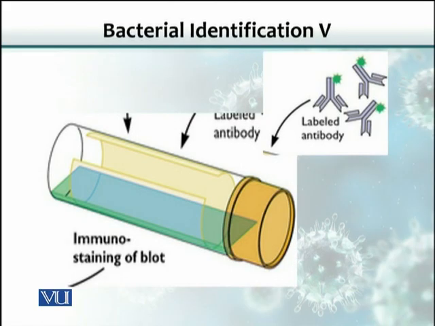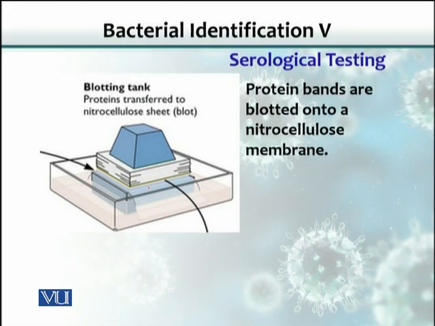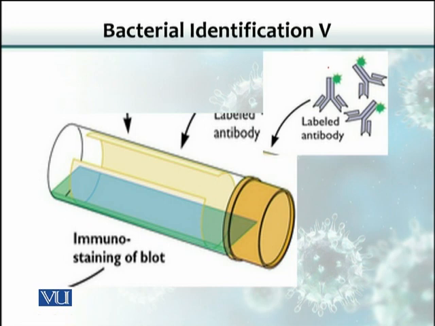For example, after transferring the proteins from the gel onto the filter, we take the filter and then add labeled antibodies into a tube like this. And then we let it roll for 30 minutes, an hour. And then these antibodies are taken away, and those unbound antibodies are washed out.